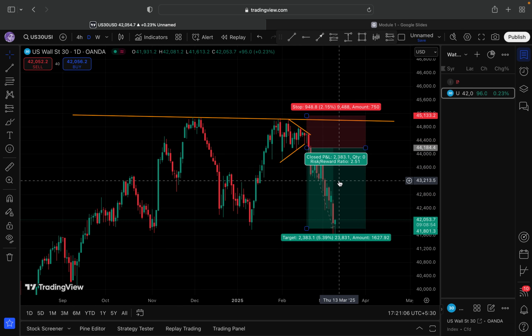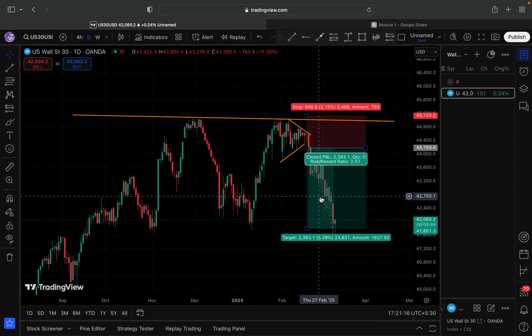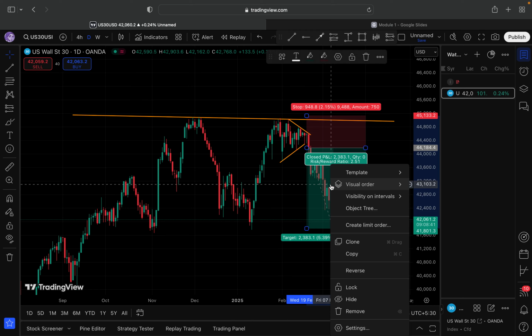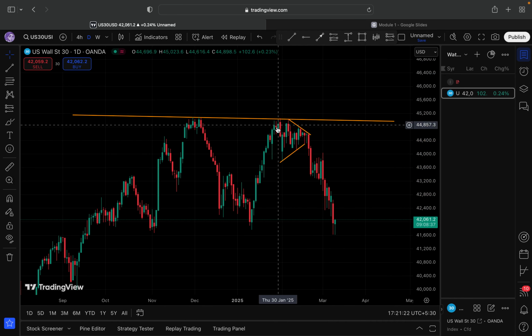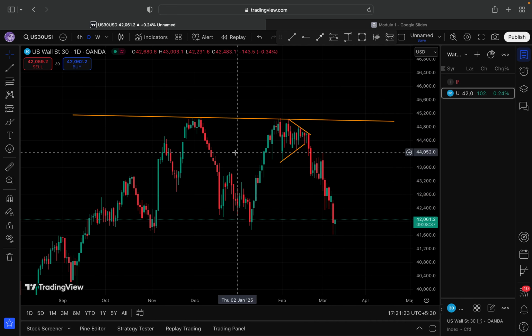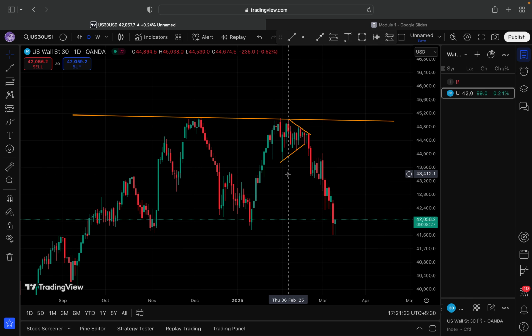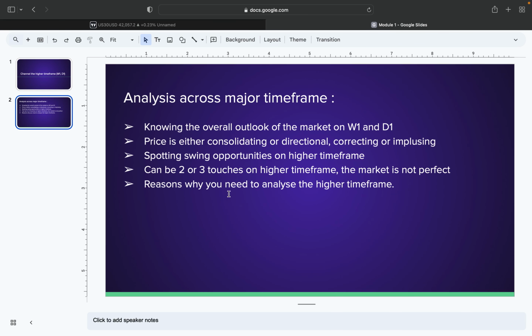And if you notice, these trades have zero to no drawdown. This is how good pattern trading can be, trading trend line in correlation with all this confirmation I'm about to share with you. So you're going to earn good profits as long as you practice, because practice makes perfection. So that's that about being able to spot swing opportunities on higher time frame.